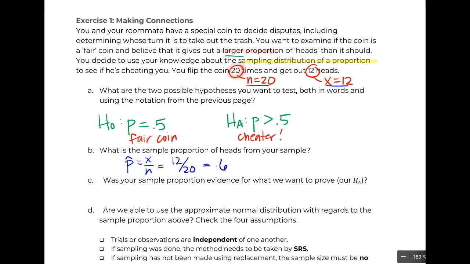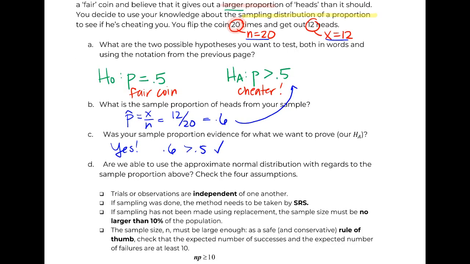Was this sample proportion evidence for what you wanted to prove? So this is just glancing here and saying, okay, because you should come up with your hypotheses before you go and collect your data. It is possible that after you collect your data, you find that you're actually not getting something that supports what you're trying to prove, and therefore there's no point in doing the test. But yes, 60% is greater than 50%, so we have evidence of what we want to prove. Now, really the question is just, is 60% enough evidence?